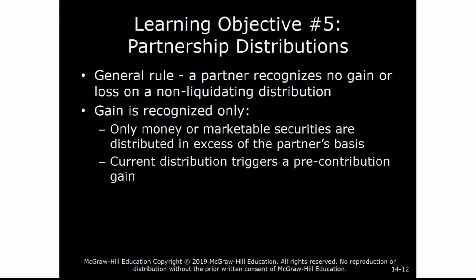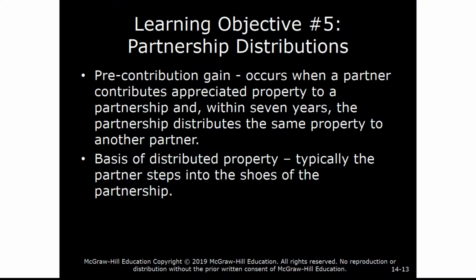So these built-in gains usually are of no tax effect unless, of course, as we said, they take the form of money or marketable securities, or they are contributed assets with a built-in gain that are later distributed to other partners within 7 years of the original contribution. This is that rule I mentioned regarding a situation where a partner contributes appreciated property. In other words, had they sold the property rather than contributed it, they would have made a gain and paid capital gains tax. But by contributing it to the partnership, they don't have to pay capital gains tax unless within 7 years the partnership distributes the same property to another partner.